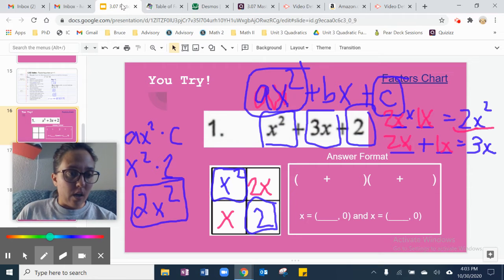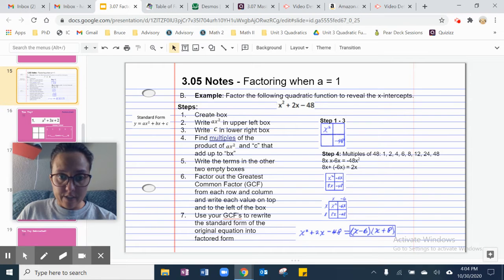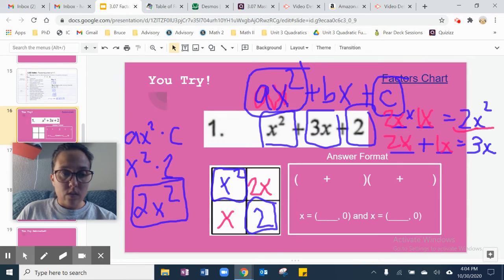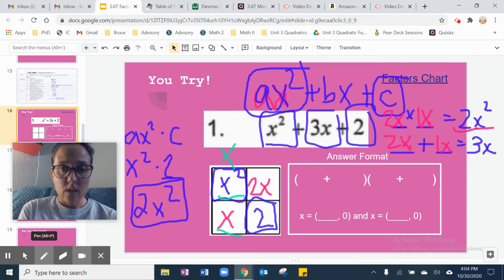And so now we are on step 6. Factor out the greatest common factor from each row and column and write each value on top and to the left of the box. So the greatest common factor of x squared and x is x. The greatest common factor for 2x and 2, well, what's the biggest number that goes into 2 and 2? 2. The greatest common factor for x squared and 2x, well, we can't pull a number out, but we can take an x out.